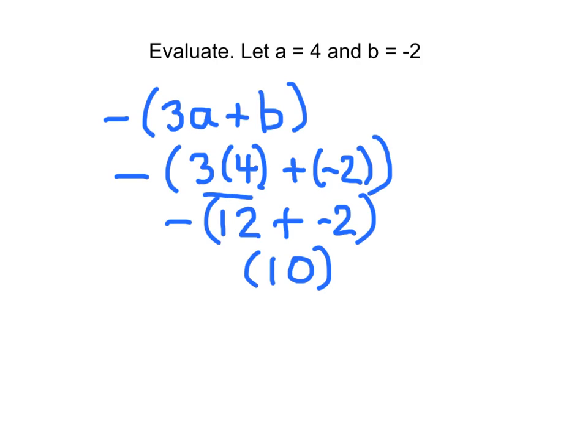And on the outside of the parenthesis, there's a negative sign, which really means multiply by -1. So if I multiply 10 times -1, I'm going to get -10. Another way to read this sign on the outside is take the opposite. So if I took the opposite of 10, 10's opposite is -10. So how'd you do? Okay, let's try another one.